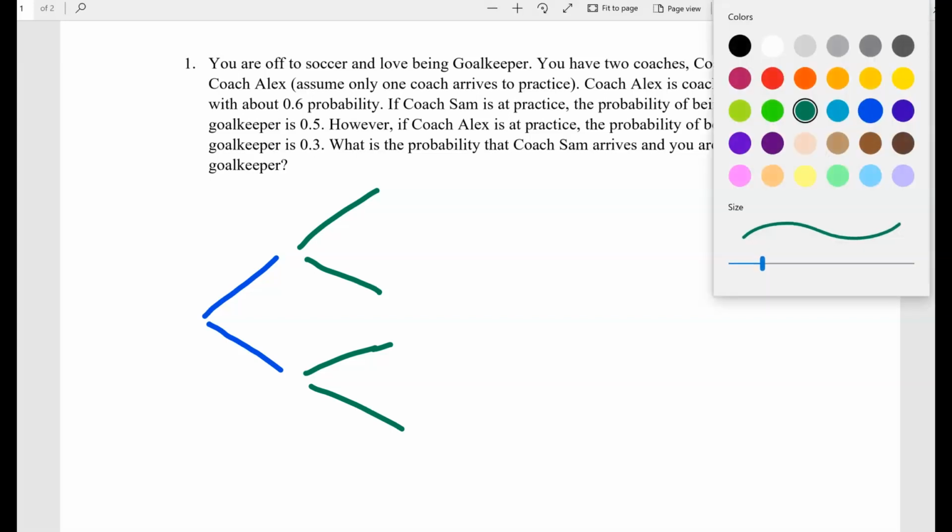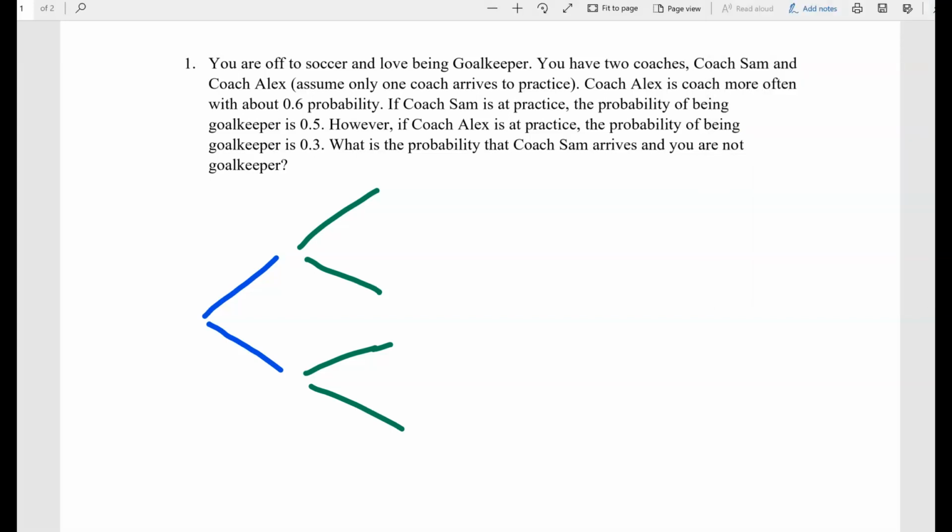You love being goalkeeper, and let's say you have two different options. When you go to practice, two things can happen. You're going to get two different coaches. It's either going to be Coach Sam or Coach Alex. So Sam is going to go here. Let's just write Sam. Or you're going to get Coach Alex, and let's write Alex right here. You could also write S or an A if you want to.